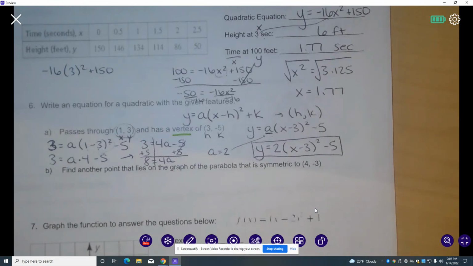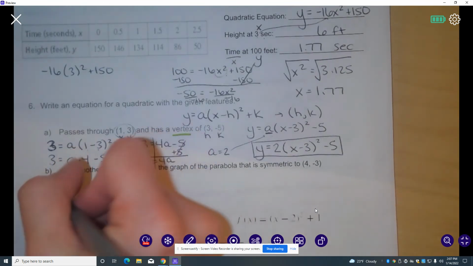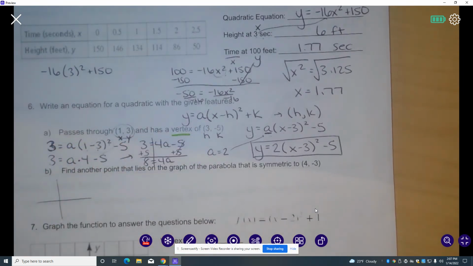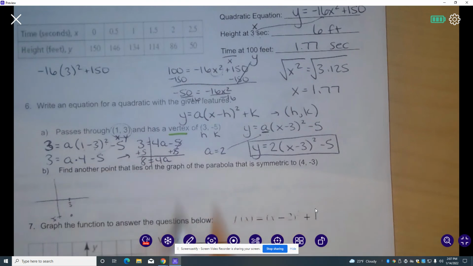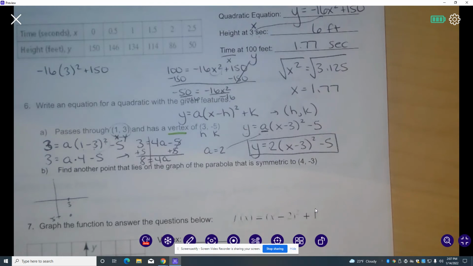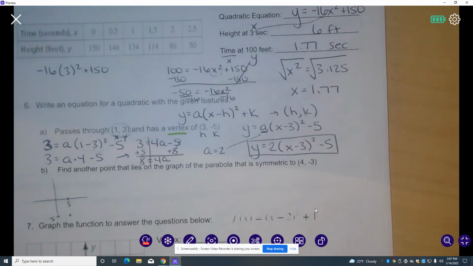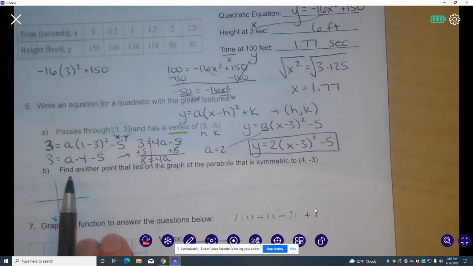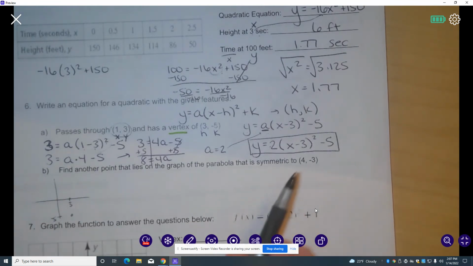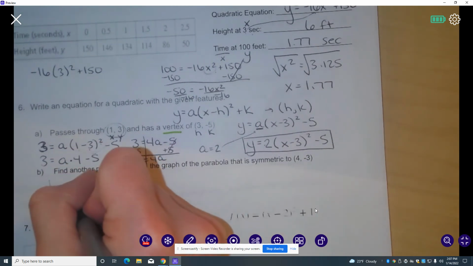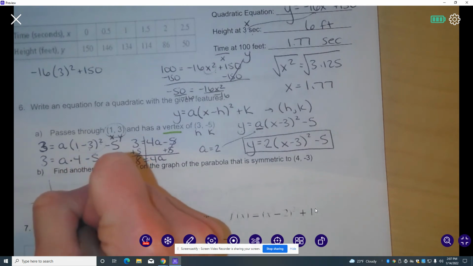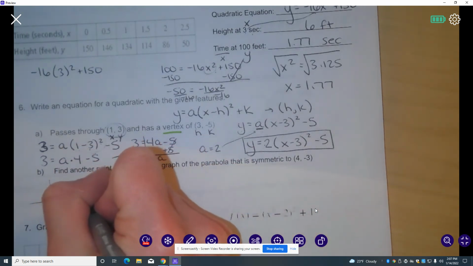All right, if I were to make a rough sketch of this, my vertex is at (3, negative 5), and this opens up. I know it opens up because the a value is positive. So we're going to think about this for part B. Find another point that lies on the graph of the parabola that is symmetric to (4, negative 3). They're telling me that (4, negative 3) is also on the parabola.